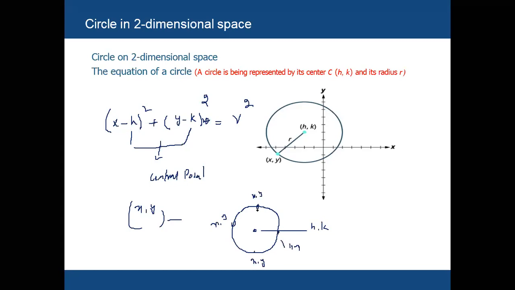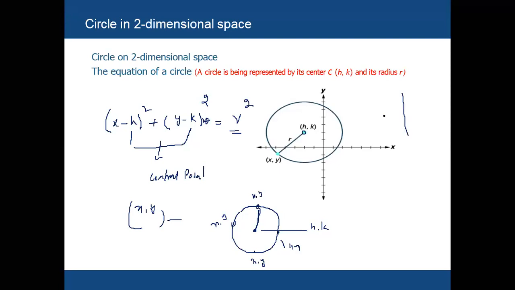Now, how to find the radius? Same, we have the distance formula: square root of x2 minus x1 whole square plus y2 minus y1 whole square. So we use this formula, x minus h whole square plus y minus k whole square equal to r square, where r is the radius. But h and k depend upon which quadrant the circle is in.